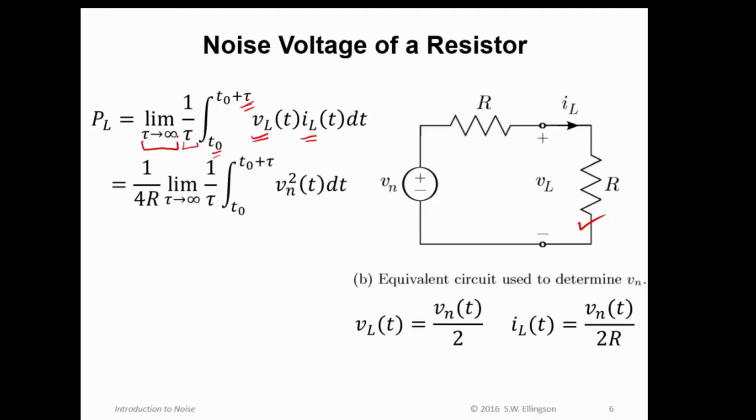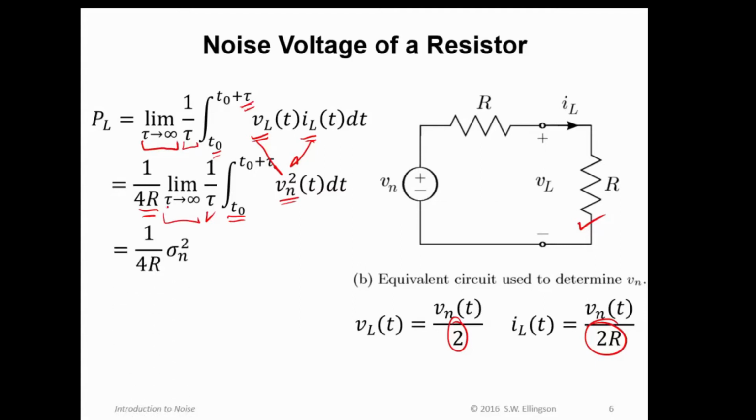Now I can make the substitutions for V sub L and I sub L here, and then factor out this factor of 4R, which comes from these denominators, and that appears over here. So now I just have an integral of V sub n squared over the same duration, divided again by tau, and I take the limit as tau goes to infinity.